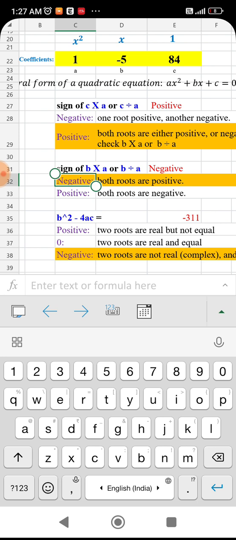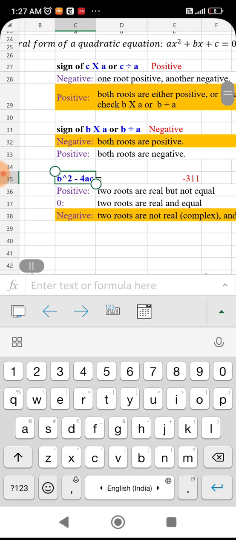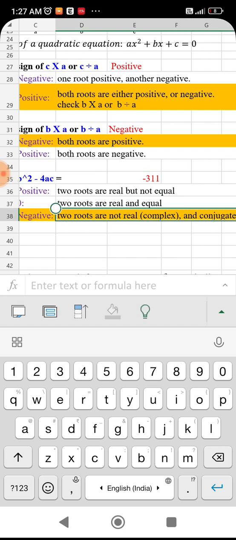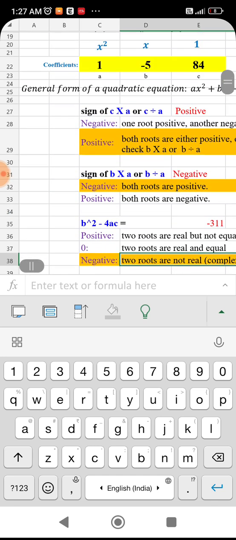But here is also a very interesting point. B square minus 4AC has become negative here. That means the two roots are not real. We will not get any real roots. We will get complex roots and they are conjugate to each other.